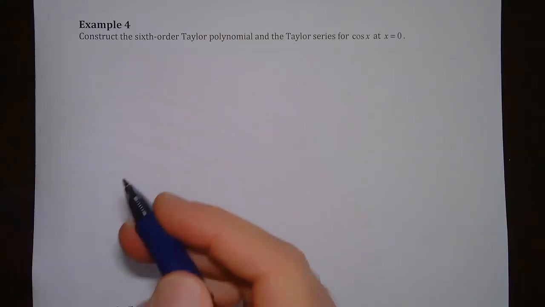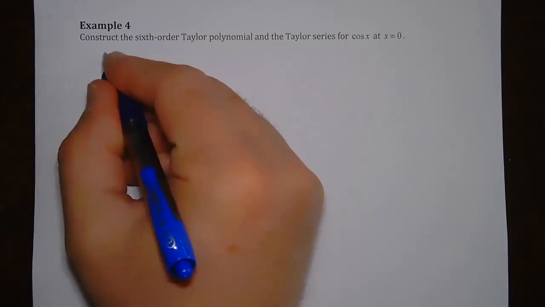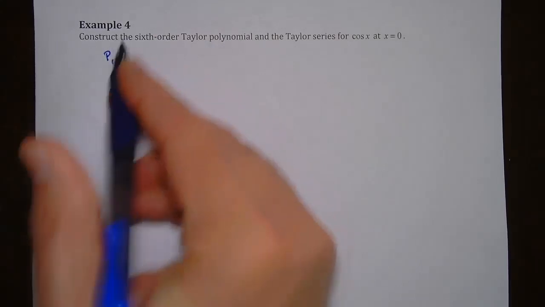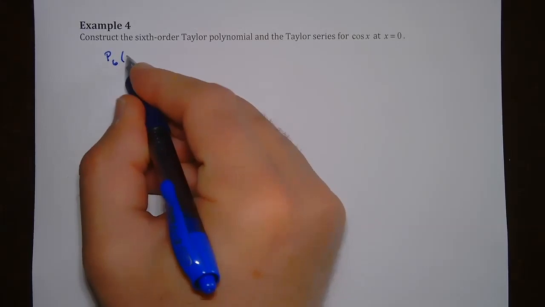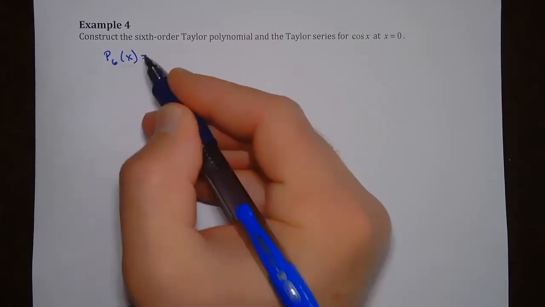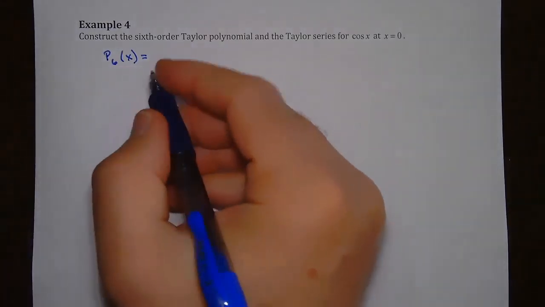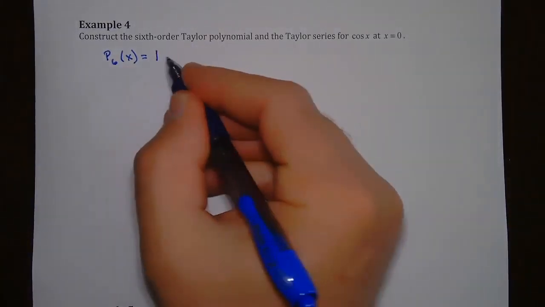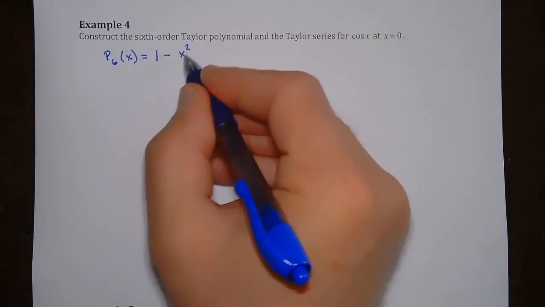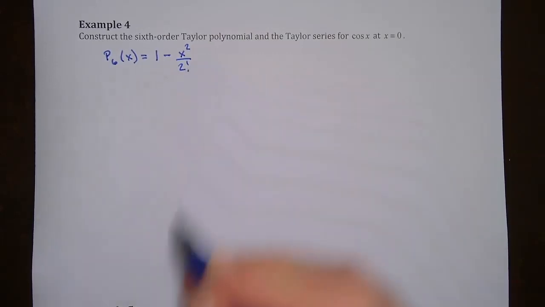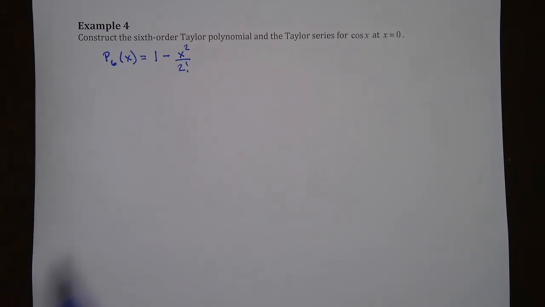Okay, so here's where this chart comes in handy. We're going to write p of 6, because this is the representation for a Taylor polynomial of 6th order, of x. So having that chart memorized, first e to the x, sine x, and cosine comes in handy here. So this is going to be 1 minus x squared over 2 factorial. That would be a 2nd order Taylor polynomial if we stopped right here. So then we need to keep going.